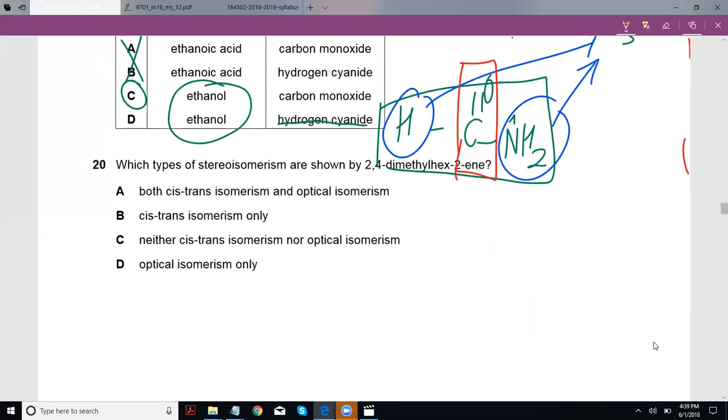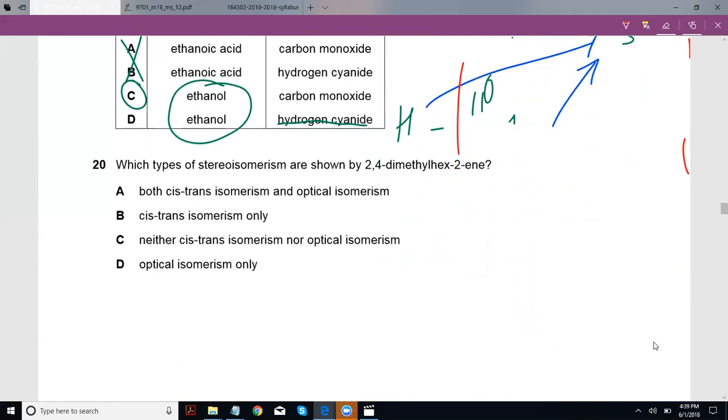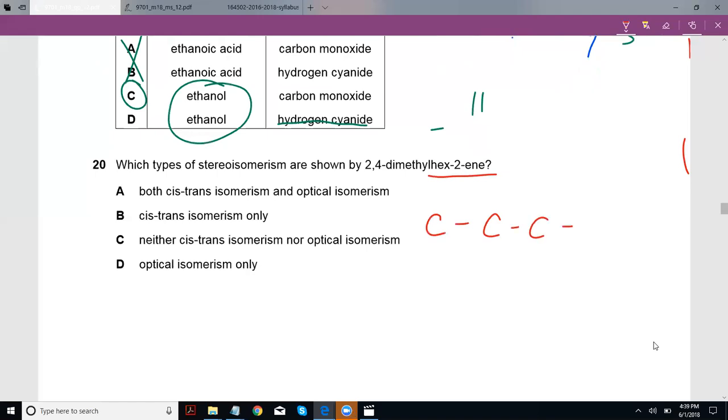Which types of stereoisomerism are shown by, oh, let me rub what I've written over this, 2,4-dimethylhex-2-ene. So let's draw this. It's hexene, so that's 6 carbons, I believe. 1, 2, 3, 4, 5, 6. Now, if you start counting from, let's say, your left-hand side, hex-2-ene, so this is 1, 2. So your double bond would attach here.